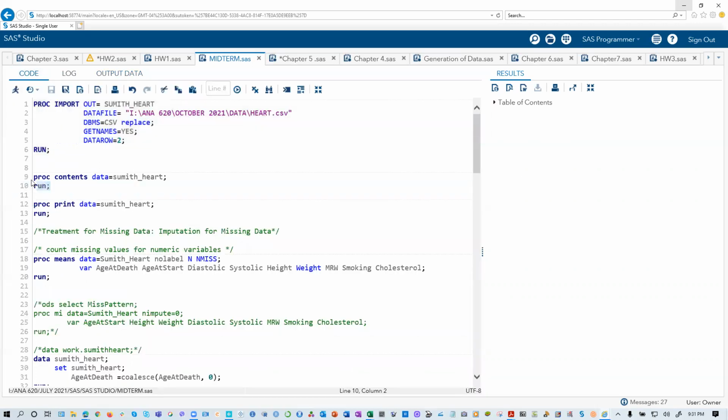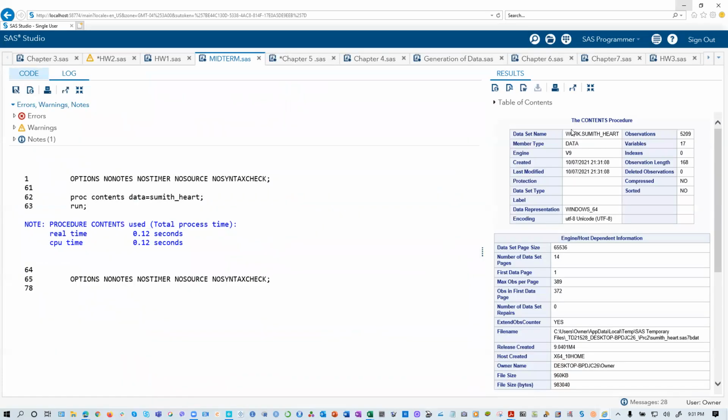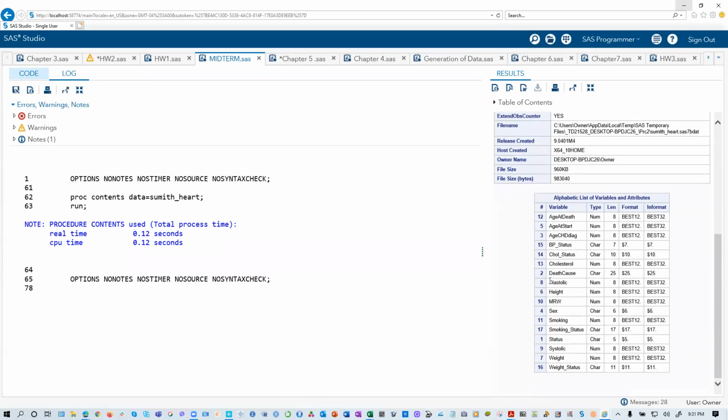So I'm going to go ahead and look at the contents a little bit. This is the contents procedure and everything. See? Weight status, weight, systolic status, smoking status, smoking. This one, see, numerical, numerical, numerical, categorical, categorical, numerical, numerical, categorical, numerical, numerical, numerical.